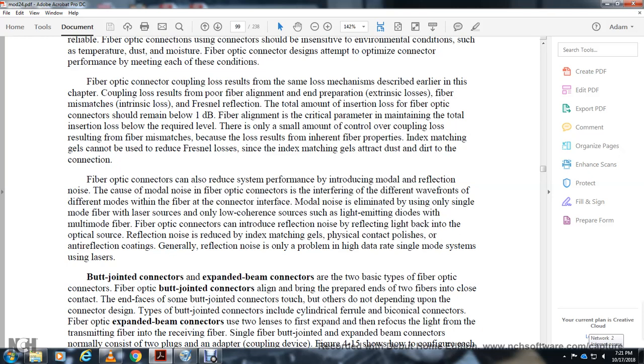Modal noise occurs in the fiber optic connector when different wavefronts of the different modes of the fiber interfere over the connector interface. Modal noise is eliminated with single mode fiber, a laser source, or a low coherence source such as a light emitting diode with multi-mode fiber.